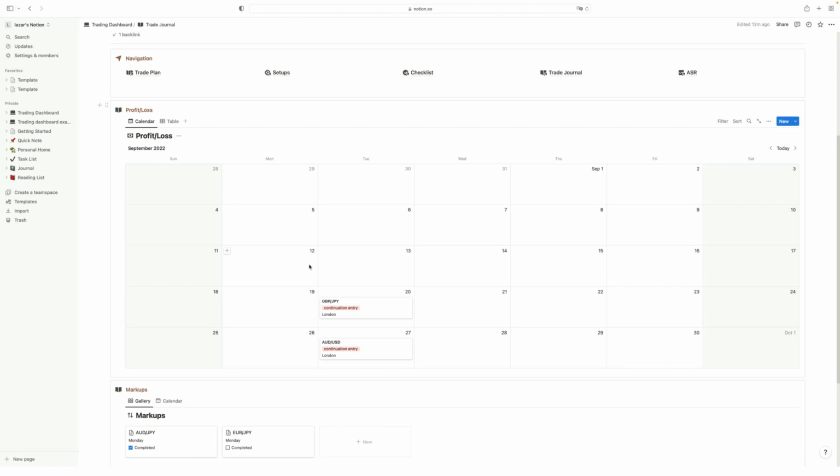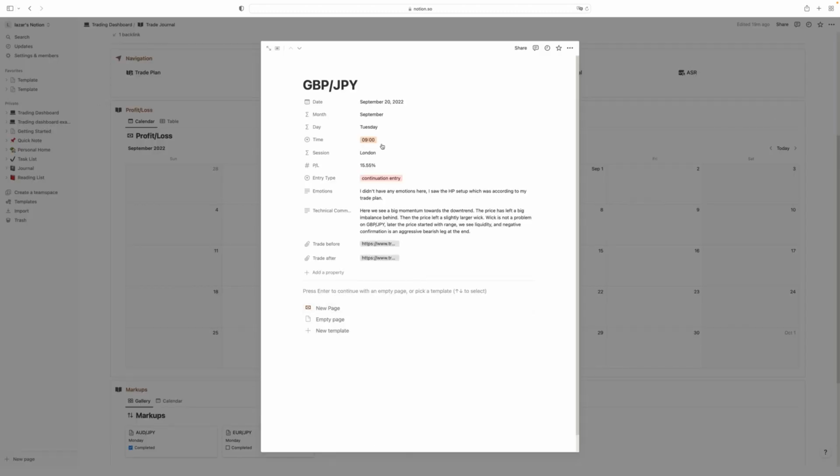So here in front of you guys, you have a calendar. Every single month, you can go through and do your journal. If you have a trade that month, you're going to click and write down every little thing about the trade: date, time that you have taken, the session, P&L, what type of entry it was. You're going to write down emotions, technical comment, and copy and paste the link of the trade before and trade after, and all the information about that trade that you need.